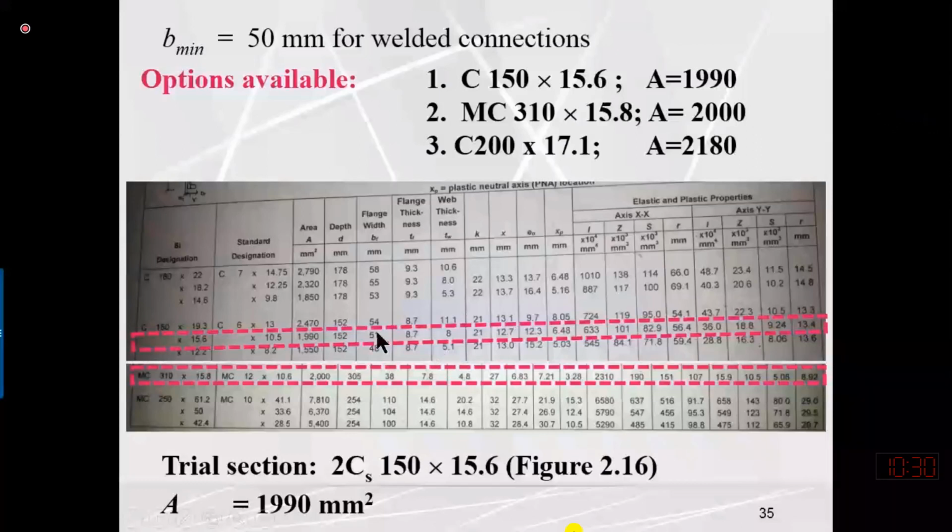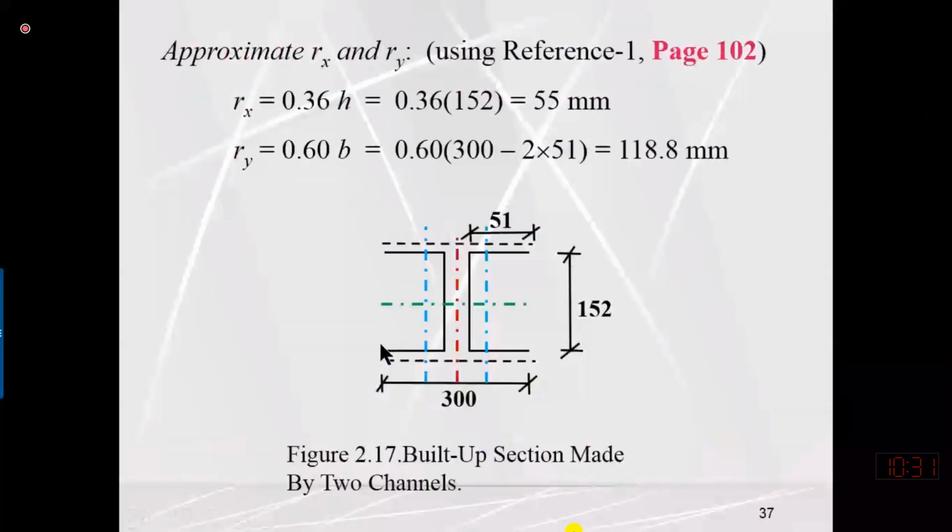So we know this value is 51. Actually, we know the moment of inertia of a single channel about its own y-axis, and we need to transfer the moment of inertia from the y-axis of the single channel to the y-axis of the built-up section. So we need to find the distance between the y-axis of the single channel and the y-axis of the built-up section.